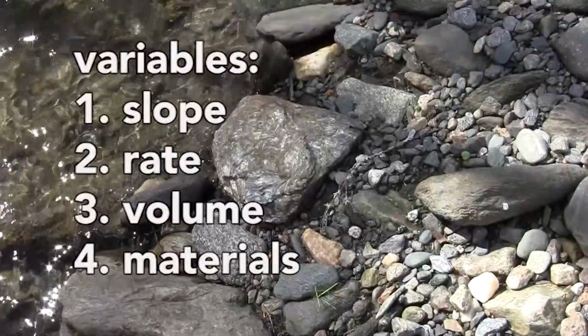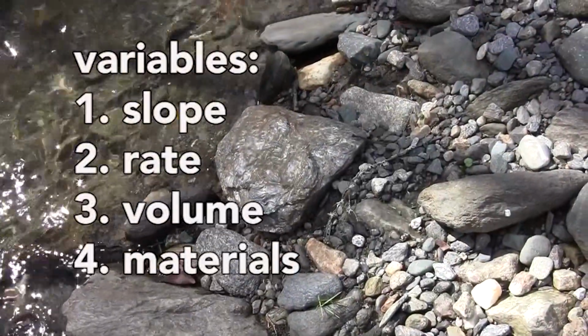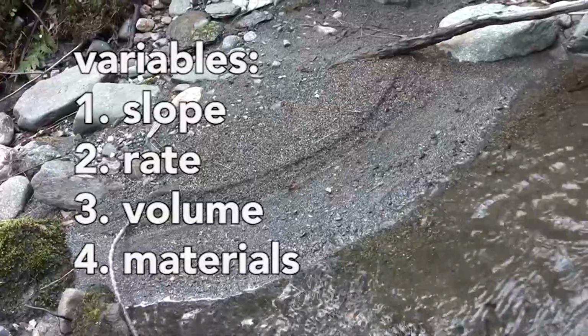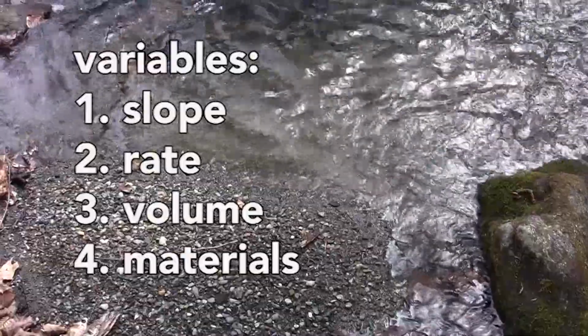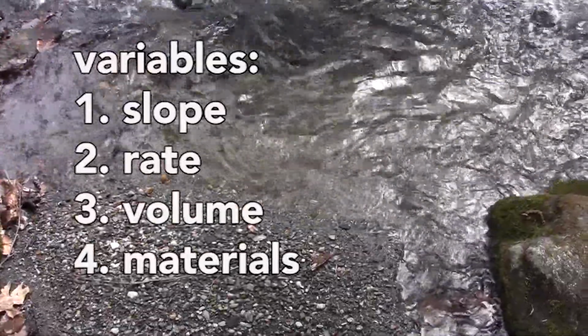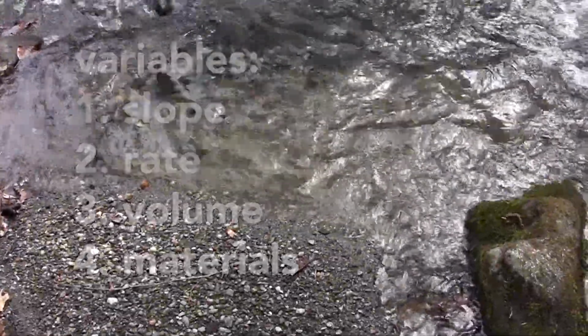The fourth variable is materials. So is the stream bed that you're building mostly rocks, or is it sand, or is it some mixture of other natural materials that you're finding around where you are?